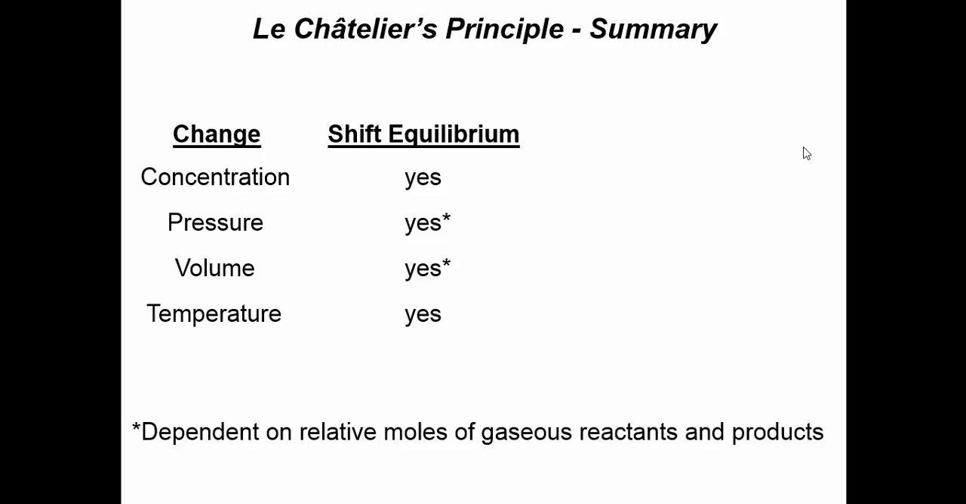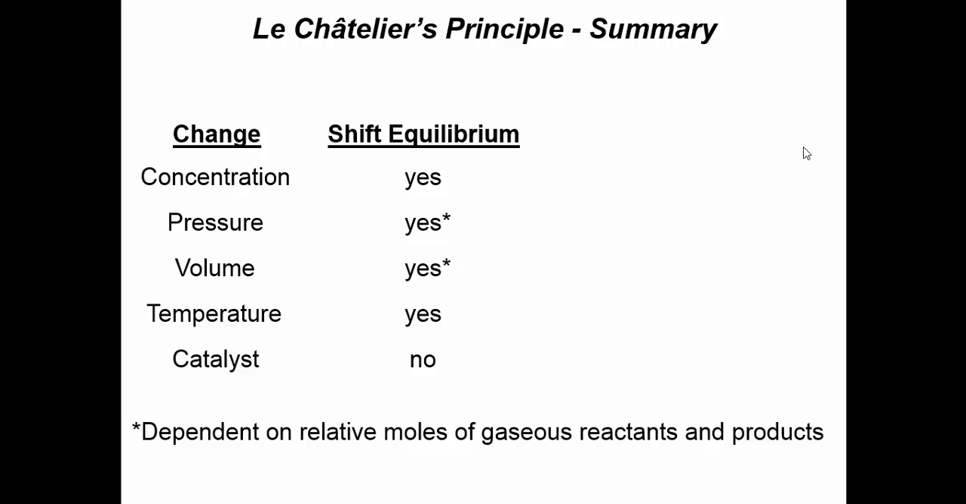Temperature. If you change the temperature, yes, you can shift the equilibrium point. Finally, if you add a catalyst, interestingly enough, a catalyst will not shift the equilibrium point. And why that is true, we're going to take a look at in detail. So let's explore concentration, pressure, volume, temperature, and catalyst. Let's explore the details of that.